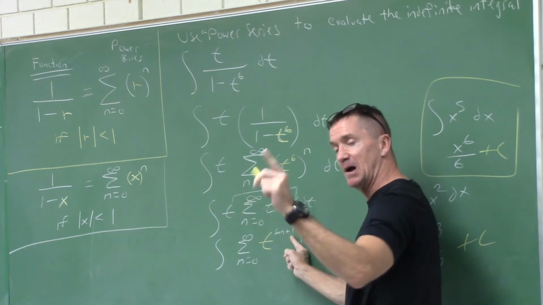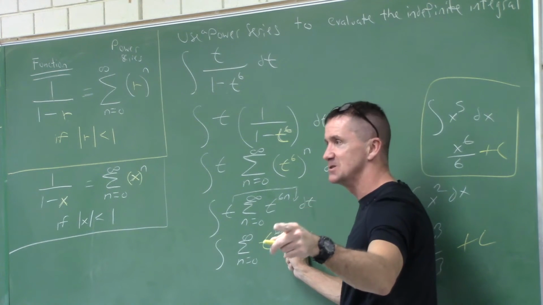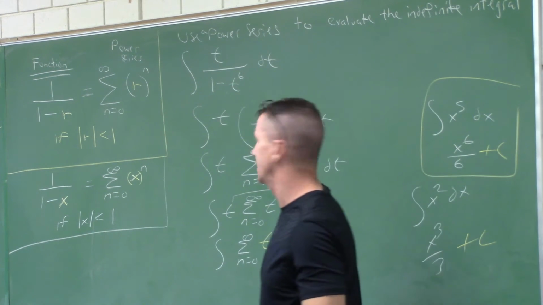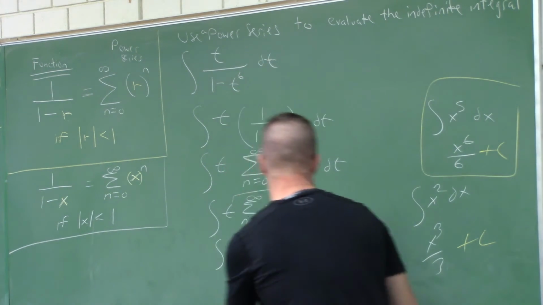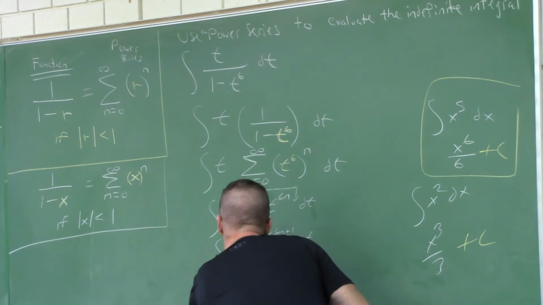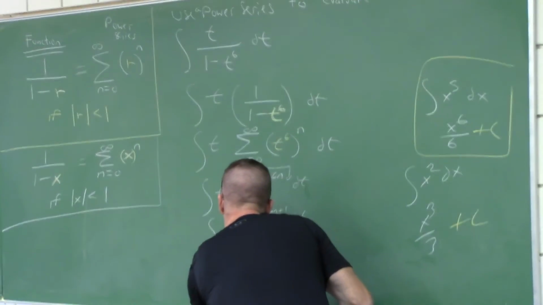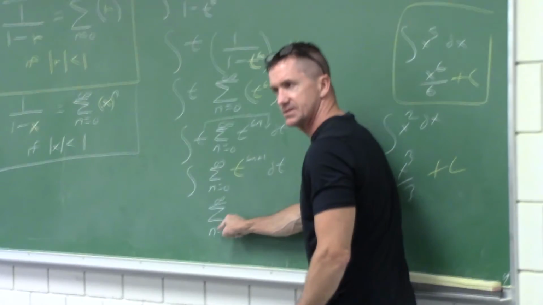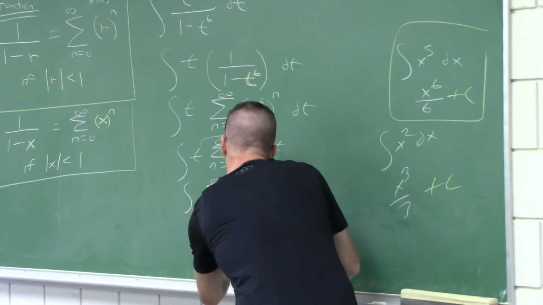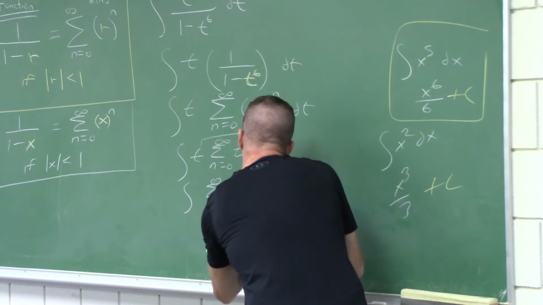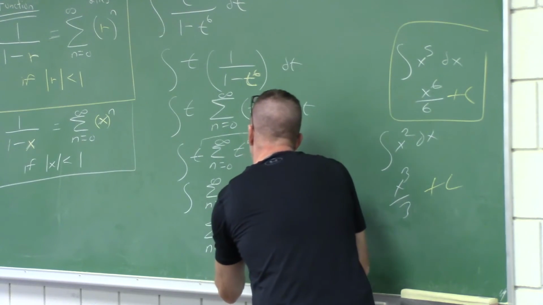You add 1 to the exponent, then divide by it. So what is 6n plus 1 add a 1? 6n plus 2. Here comes my antiderivative. Problem solved. What do you do with this? Just carry that down. t to the 6n plus 2, and then you've got to divide by something.